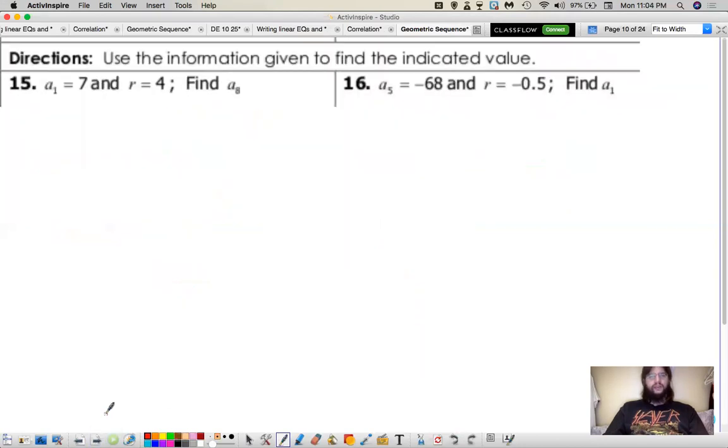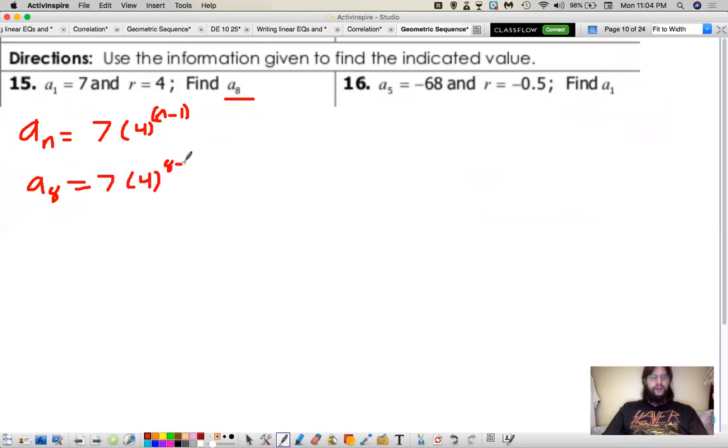All right, so this one's a little different. We want to find A8, but we're given A1 and R. Oh, well, that's easy. We know our formula. AN is equal to A1 times R to the n minus 1. In this case, our n is 8. 8 minus 1 is 7. Who cares? Type in the calculator.